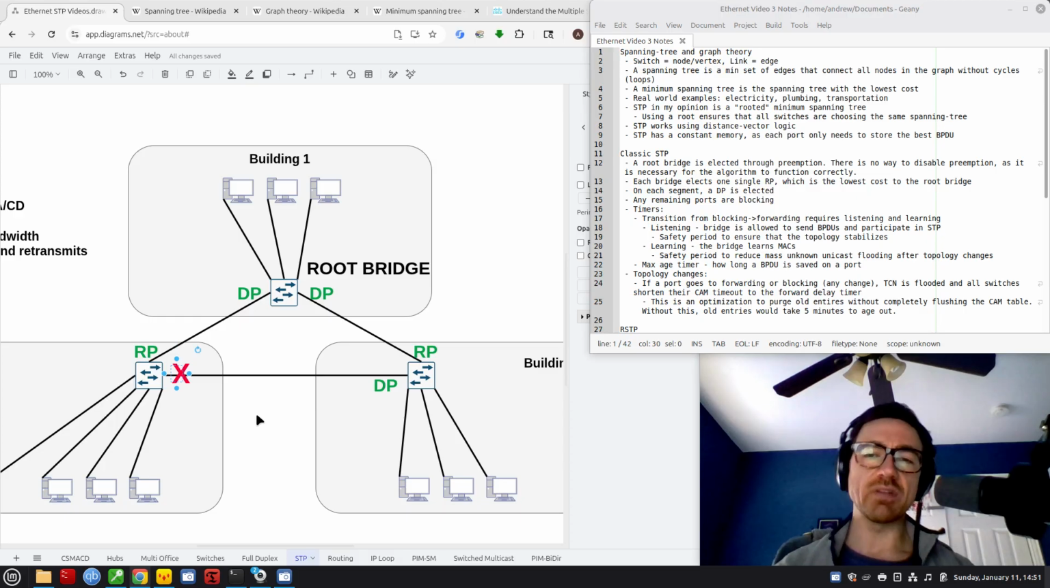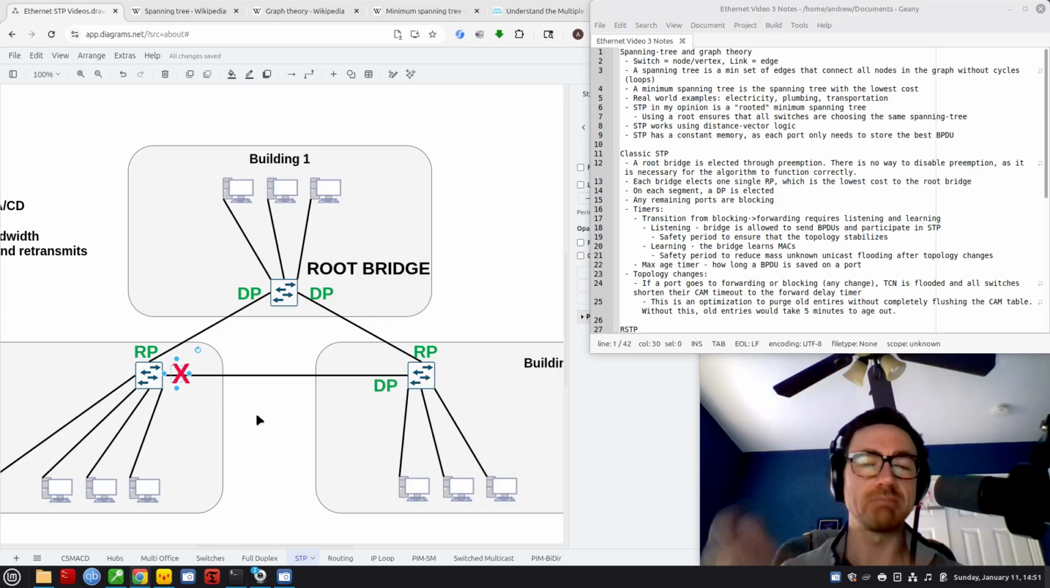So the convergence time for spanning tree is anywhere from 30 seconds to 50 seconds. And generally it's either 30 seconds or 50 seconds, not something random in between.